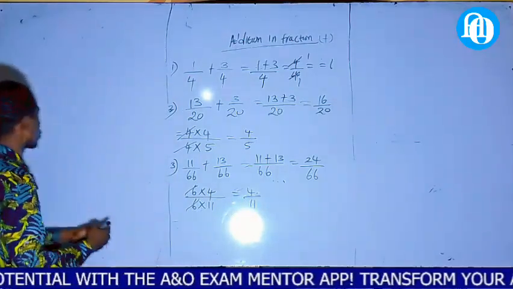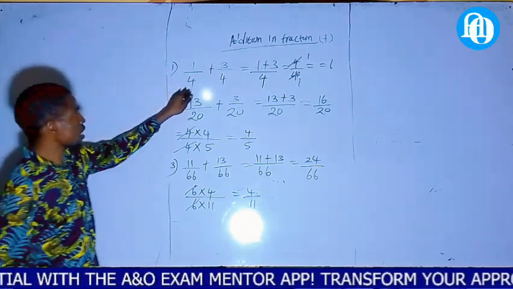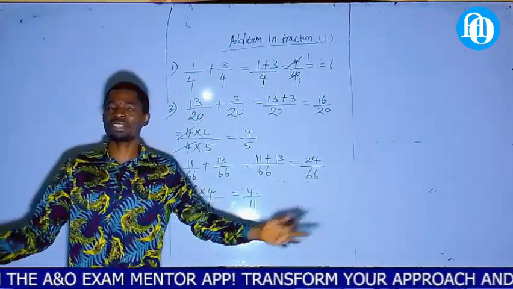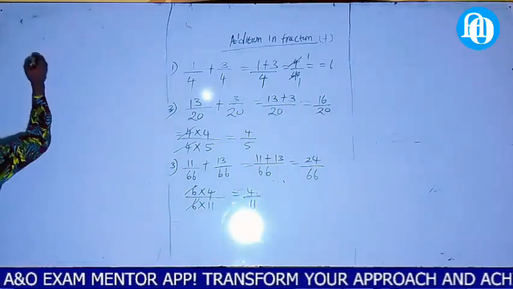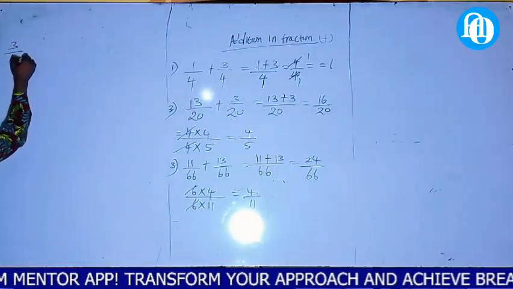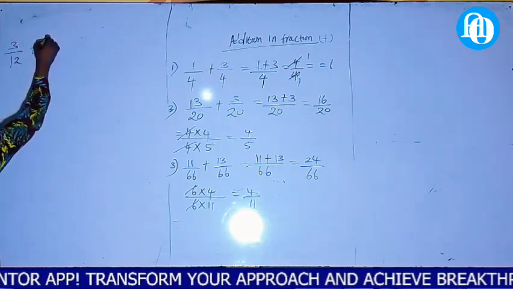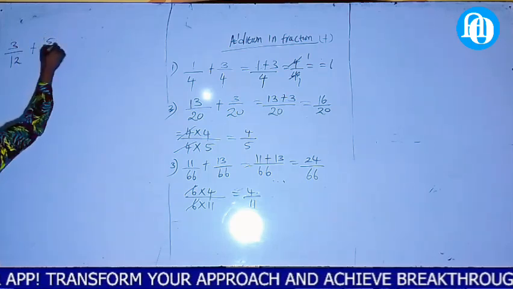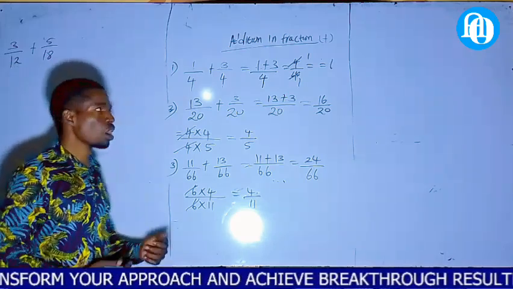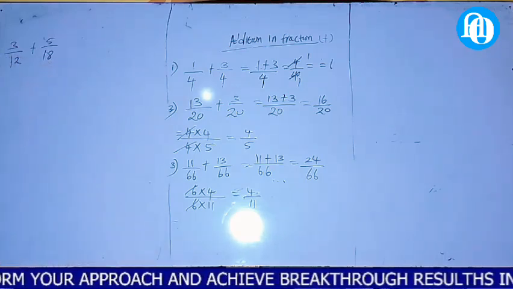Let us move to the next one. Notice this one, they have the same denominator. What about the one that doesn't have the same denominator? Like this one: 3 all over 12 plus 5 all over 18. They don't have the same denominator. How can we solve that?